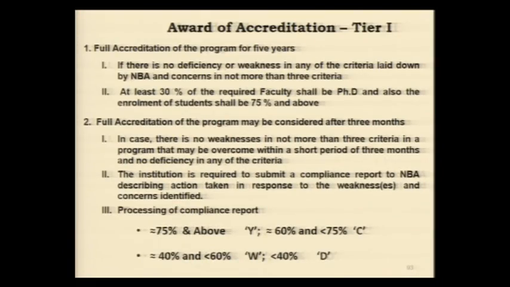Now, having given the grade, who will get the accreditation for 5 years? If there is no deficiency in the program, all 10 criteria, no criterion is deficient, and the concern is not more than 3 criteria. That means out of 10 criteria, 7 should be with compliance, 7 Ys, and at the most 3 concerns. You can have all 10 Ys, but 3 concerns are permitted and no deficiency in the program. Then the program is accredited for 5 years, with a second rider.